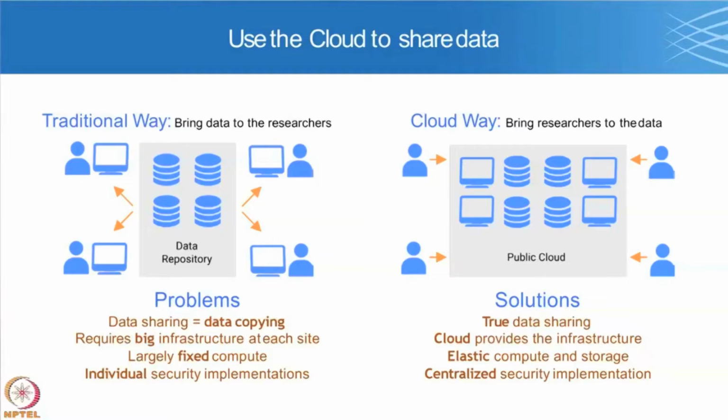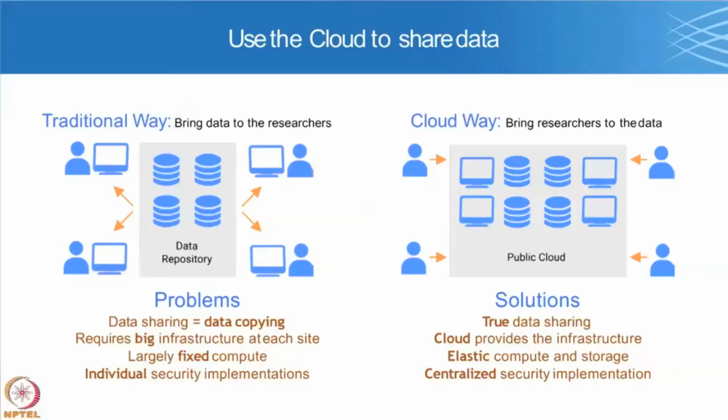Or if the original people who put the data in the repository say, oh, I should have done this differently, or there was something wrong that I am going to fix, and then they put it there, people who copied it do not know that it happened. So, you need to send an email and then they have to figure out whether they want to get it or not. So, data sharing is data copying. The other thing is it requires big infrastructure at each site. To do genome alignment, it takes a lot of computing power. And so, if your institution wants to do genome alignment, they need a big computer.